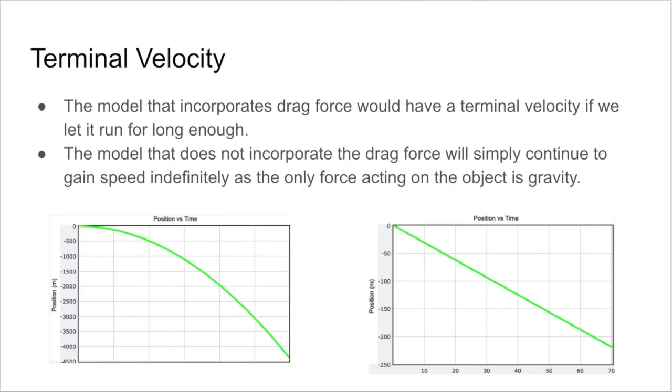Next, we will discuss how terminal velocity affects this lab. The model that incorporates the drag force would reach a terminal velocity if we let it run for long enough. However, the model that does not incorporate the drag force will simply continue to gain speed indefinitely, as the only force acting on the object is gravity. If you see on the bottom left, this is the force of gravity model only, and as you can see, it continues to have exponential speed increase forever and ever. On the right, however, you can see the velocity becomes linear after a while because of the terminal velocity.